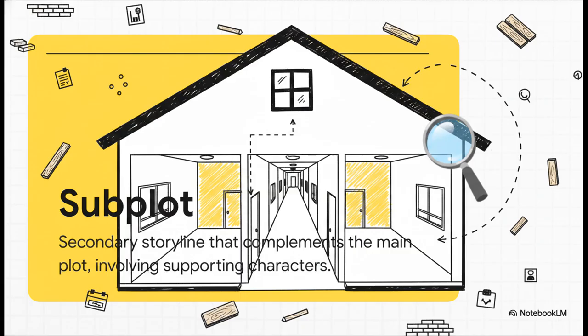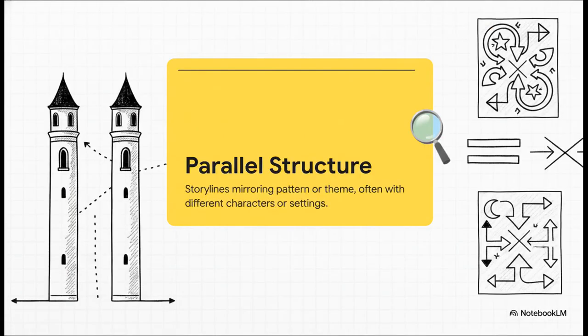Think of a narrative like a massive, grand house. If the main plot is that big, grand hallway running right through the center, well, a subplot is like a secondary room off to the side. Sure, it's smaller than the main hall, but it's absolutely essential to the building's overall flow, its function, and really its character.